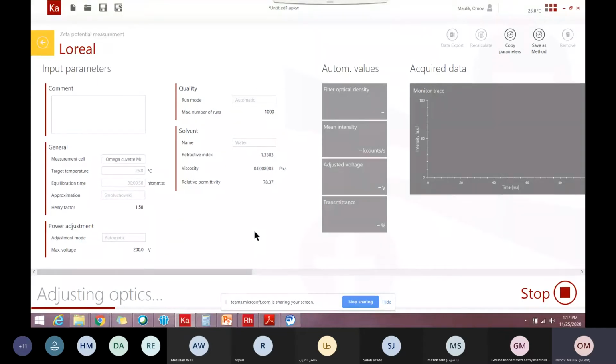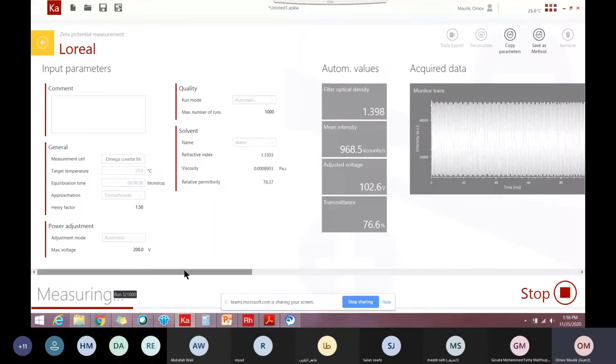In our case, because of how our cuvette is made, we can even measure a highly turbid sample, or highly concentrated samples, you can say. Even if you have a 70% weight by volume, you can measure the zeta potential using these types of cuvettes. That is something unique with our instrument, and it is very useful. So here it has started the measurement.